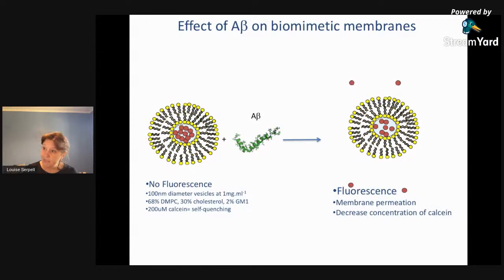And what we find is that the fluorescent molecules are able to leak out of the vesicles because the amyloid-beta affects the permeation of the vesicles. And when these leak out, they become fluorescent, so that we can actually measure that fluorescence and we can measure the permeation of these vesicles.